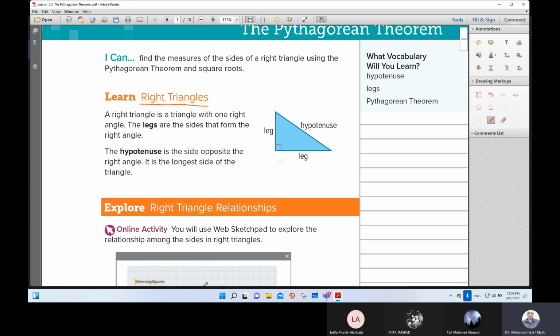This information is important in the right triangle. It's important to know: a right triangle is a triangle that has one angle equal to 90 degrees, the sides adjacent to this angle are called legs, and the side opposite this angle is the hypotenuse. The hypotenuse means the longest side in the triangle. This side is greater than this side and greater than this side.